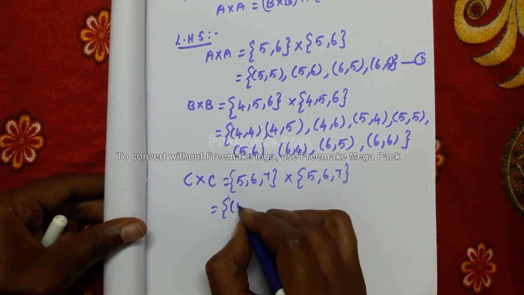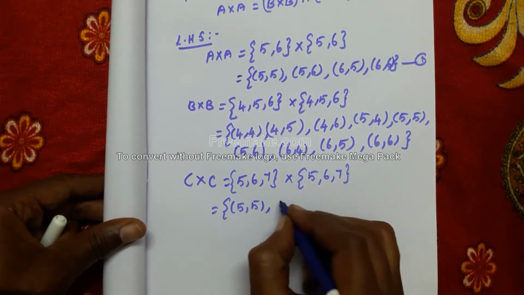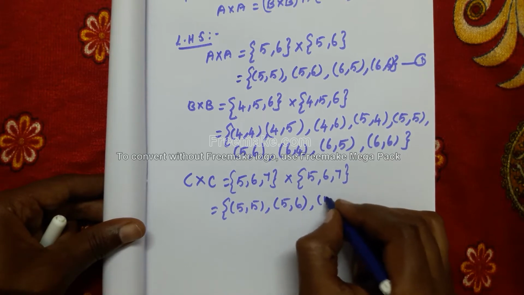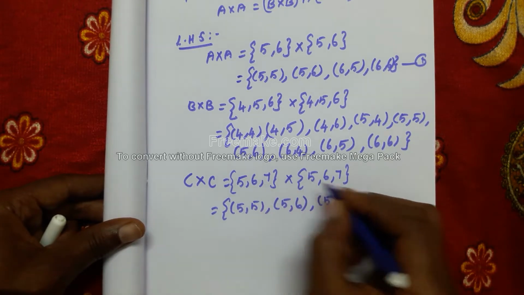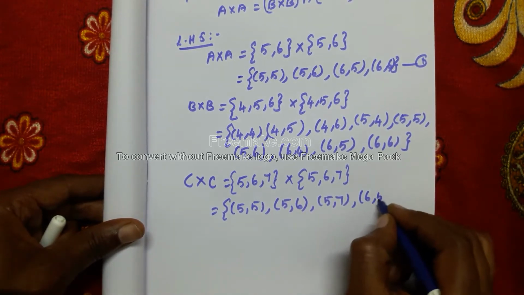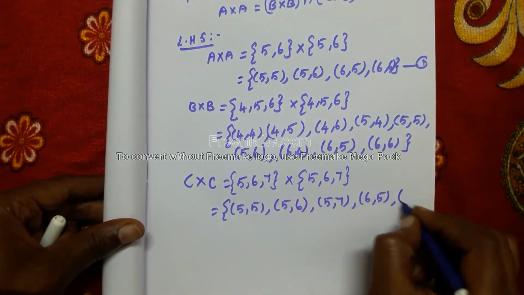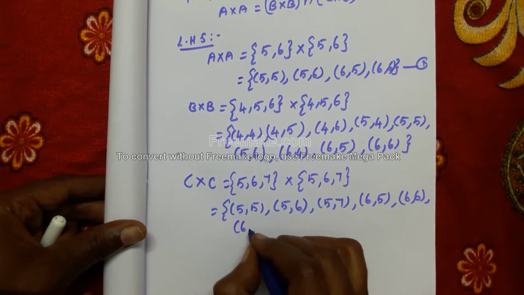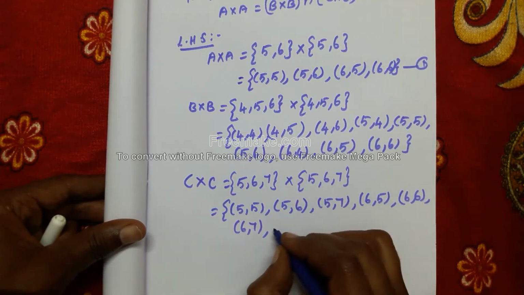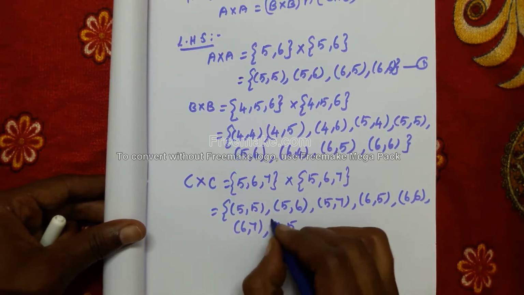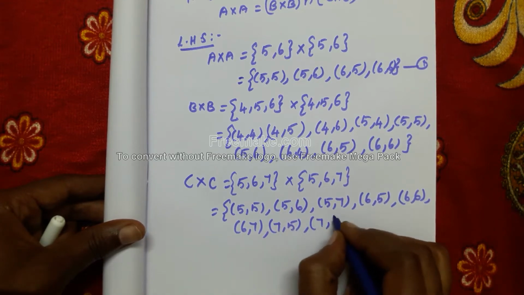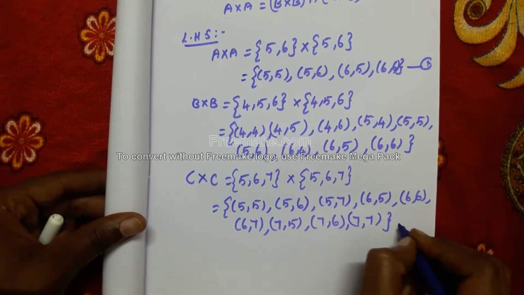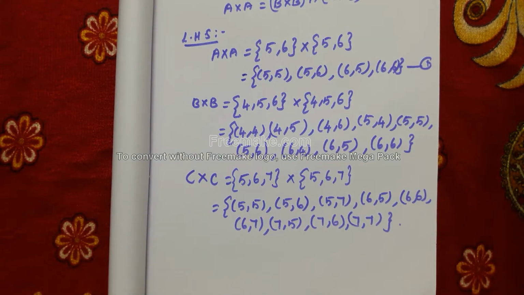5 comma 5. 5 comma 6. 5 comma 7. Next 6 comma 5, 6 comma 6, 6 comma 7. Next 7 comma 5, 7 comma 6, 7 comma 7. Clear? This is C cross C.